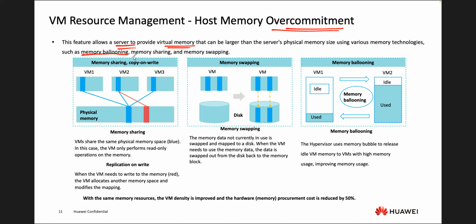You also have memory sharing and memory swapping. Those are the three things, right? So if we look at memory sharing and copy on write, this is where the VMs share the same physical resources. You can see here in blue, it says all the resources. It only performs read-only operations on the memory, and then when it needs to write, it allocates another space and modifies the mapping. So that is when you need to do read, write.